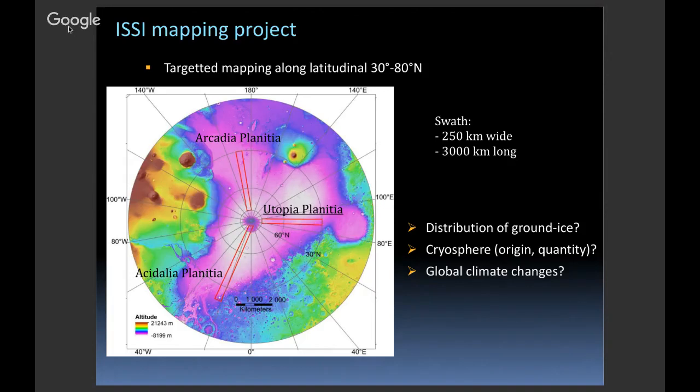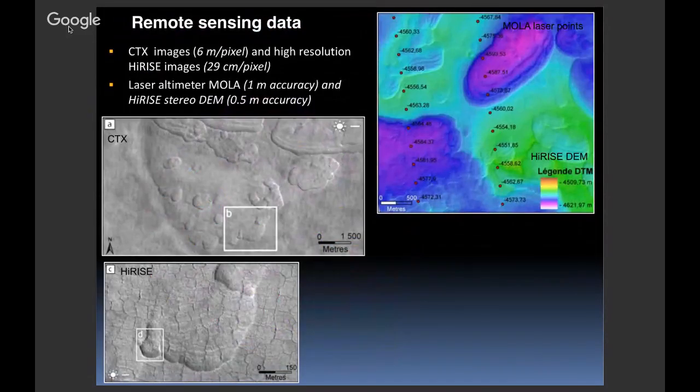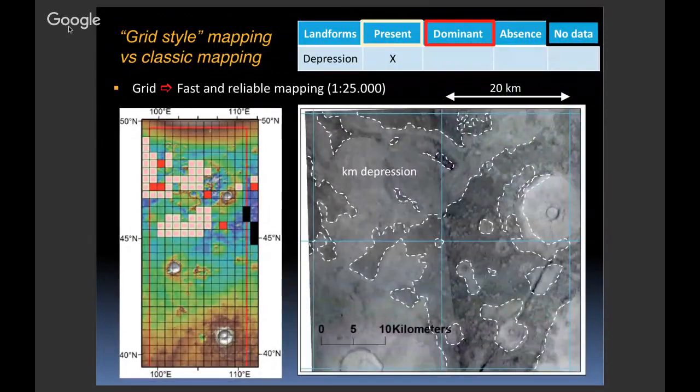And we use a latitudinal trend from 30 to 80 degrees in order to take into account the climatic effect on those landforms. So we use the CTX images, the HiRISE images as well, and the digital elevation model from HiRISE stereo, and the MOLA data. And so that's the classical map that we are usually using.